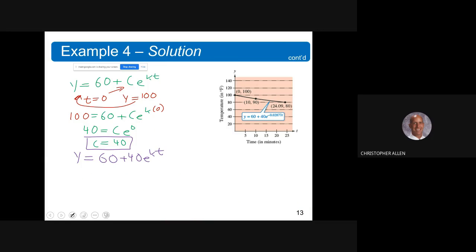I know that, in fact, let's do it again in red, I know that at 10, it was down to 90 degrees, right? This is the t, this is the y. So now I can substitute all of that in here. In fact, let's do that. That's going to give me 90, and then I'll do everything else in purple, equals 60 plus 40 e to the k. And then the only thing that's going to be left here that's in red is going to be t, which is 10.